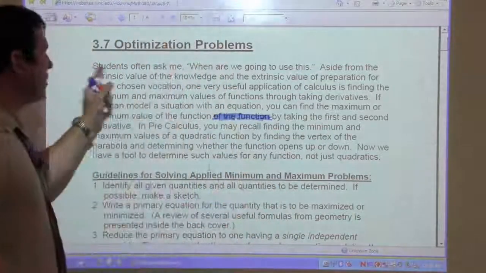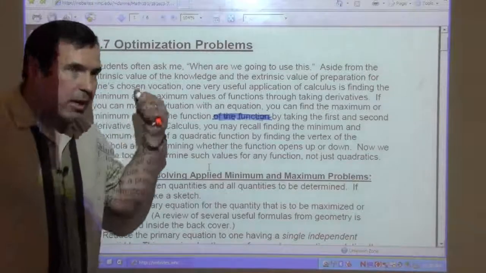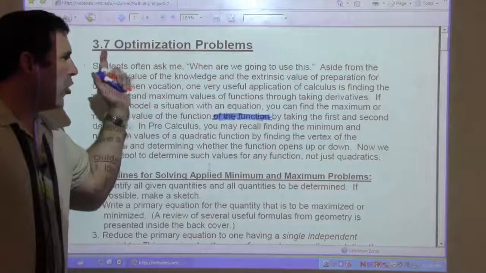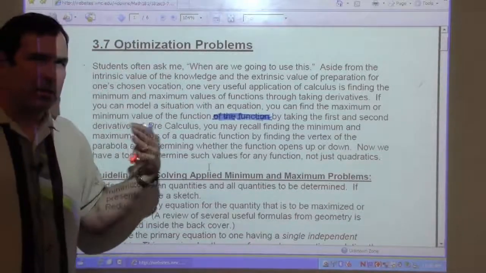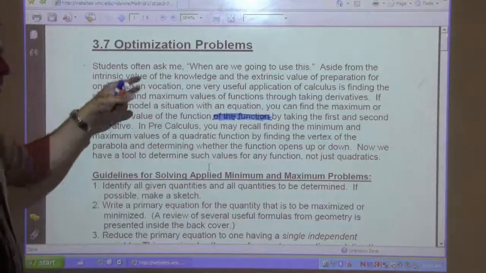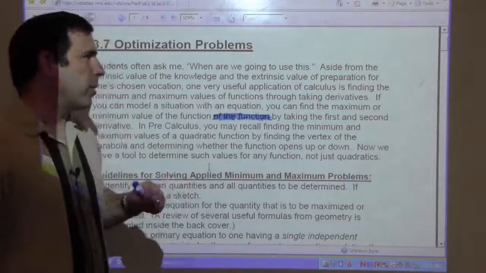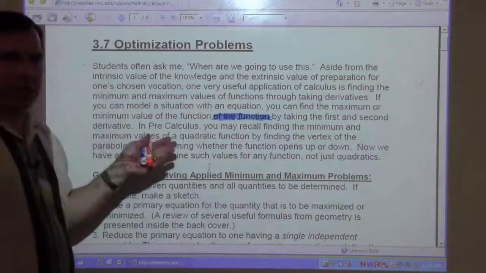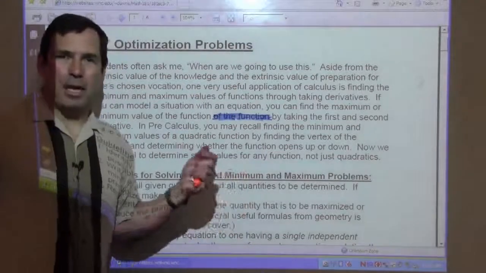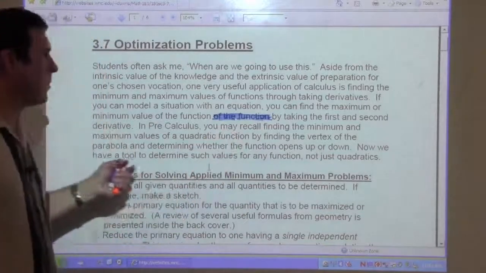So, students often ask me, and I talked about this when we started this chapter, when are we going to use this? Which is kind of an insulting question. Aside from the intrinsic value of knowledge and the extrinsic value of preparation for one's chosen vocation, a lot of people use it: engineering, science, even math.